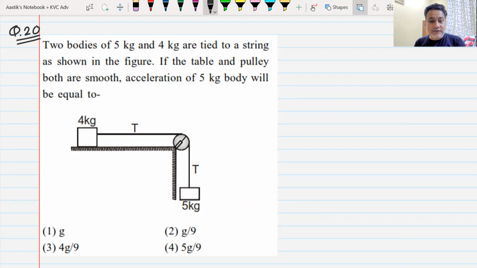It has a lot of questions on this. This is for your practice, and these are the questions that are going to come, my dear friends. Trust me. Two blocks of mass 5 kg and 4 kg are tied to a string as shown in the figure. The table and the pulley are smooth. The acceleration of the 5 kg body will be equal to? The answer is given in terms of g.